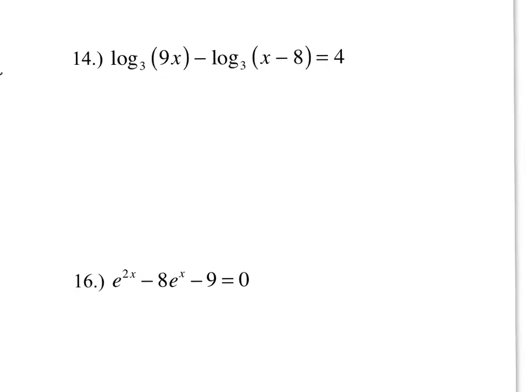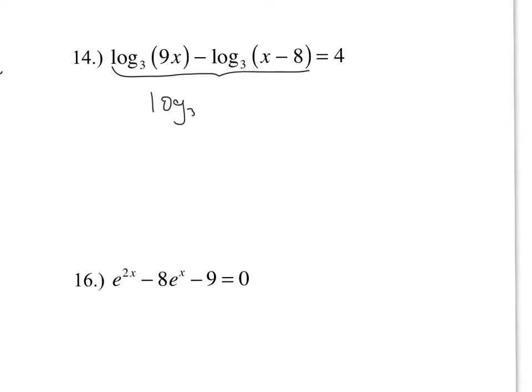Number 14. Again, we're going to use properties of logs and condense my left side. So you have log base 3, and it's subtraction, so that means you're going to use division, that quotient property. So you'll do 9x divided by x minus 8 equals 4. Now here's the problem. We can't take 9x divided by x minus 8 and set it equal to 4 because the 4 doesn't have a log with it. So at this point you're kind of stuck.